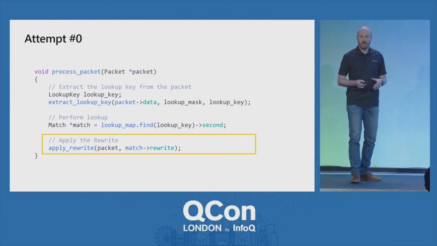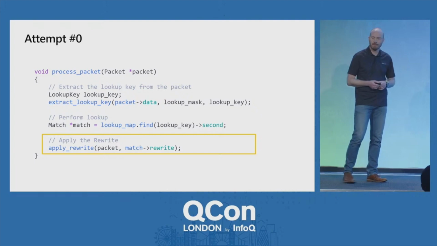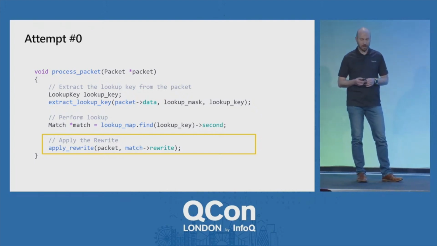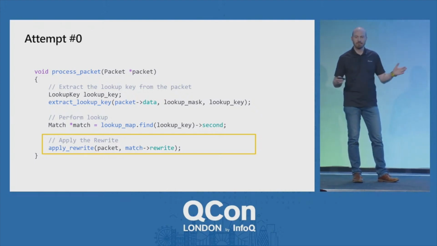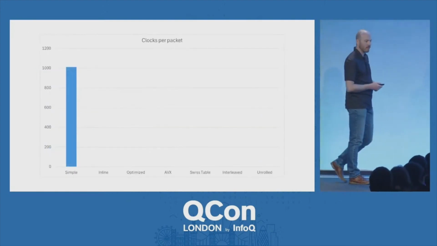Based on the result of the lookup, we get a match structure. That match structure tells us how we need to rewrite the packet. Then we're going to call our apply rewrite function and actually rewrite the packet. And that's all there is to it. It's really simple. So how does this perform?